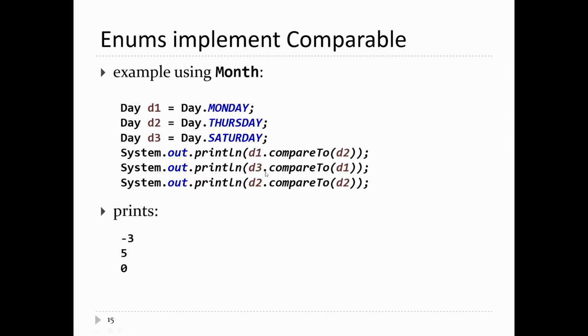So for example, I've got 3 days: Monday, Thursday, and Saturday. If I compare Monday to Thursday, so Monday dot compareTo Thursday, you're going to get a negative value because Monday is less than Thursday. You also get the value -3. So it actually tells you the difference between the location of the 2 constants. So Monday is 3 days before Thursday.